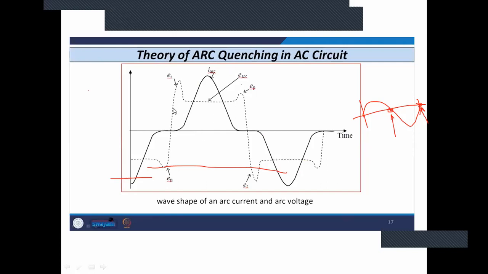This is actually the wave shape of an arc current and arc voltage, so E arc and I arc. The dotted line shows the voltage E, and this solid line shows the current. You can see that we have the two zero crossing points.